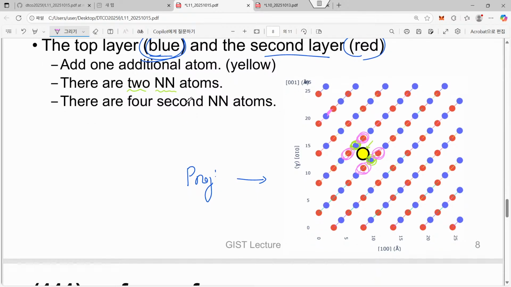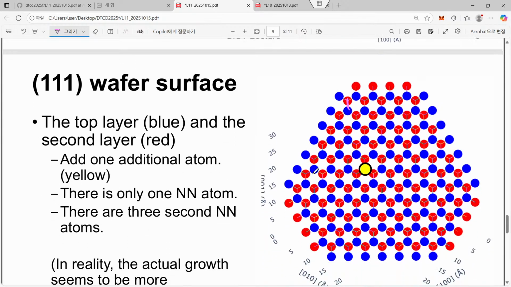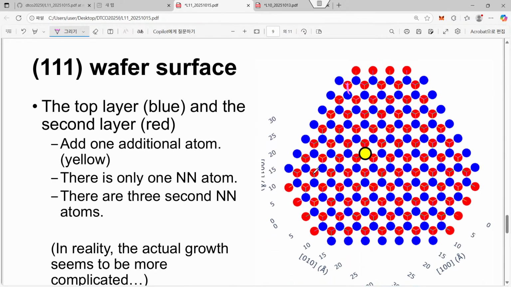It means that although it is projected, this length should be equal to the length shown here. It means that the vertical distance between them is quite short. In this case, please try to add one more atom. So on top of a perfect 111 wafer surface, try to add one atom.